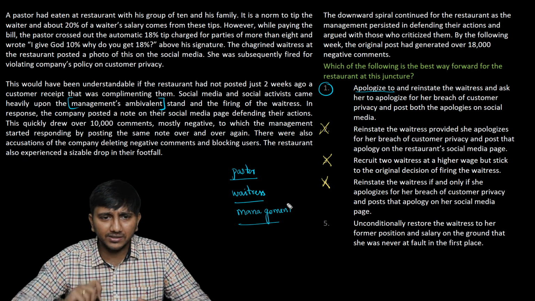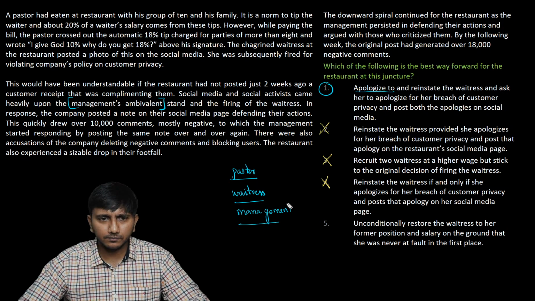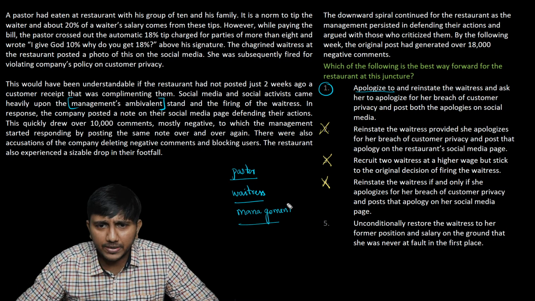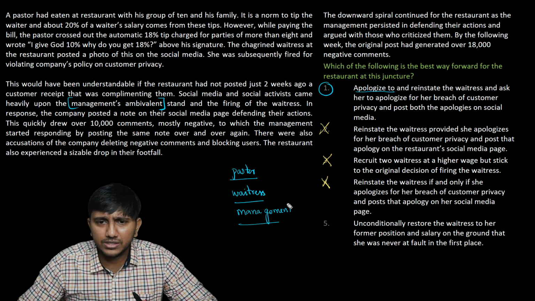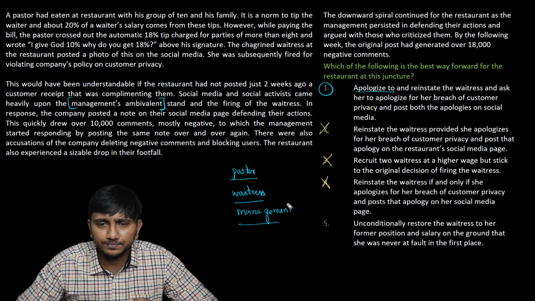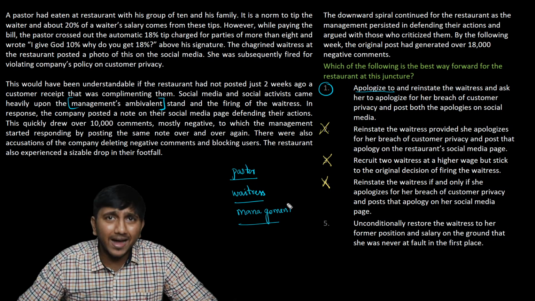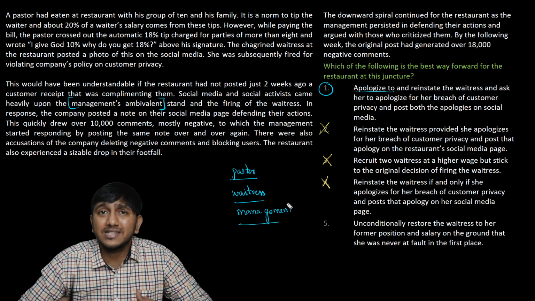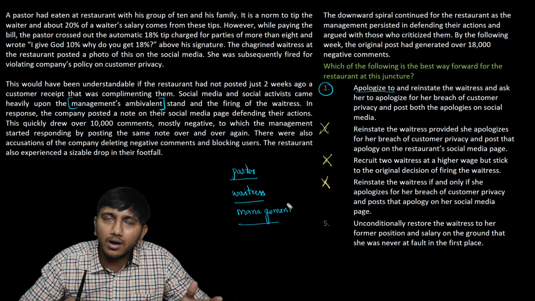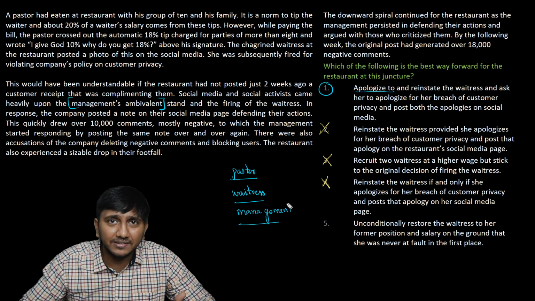But what is the problem in this? What is the problem in option 5? It will definitely soothe the social media. If you're going to restore the waitress to her former position and salary on the ground that she was never at fault in the first place, it's definitely going to solve the social media issue. But what is the problem here? The management will look like a douchebag, right? You fire a waitress just like that and then say she was never at fault. So were you wrong at first? Why were you wrong? So it kind of creates a wrong precedent, makes you look like an idiot, right?